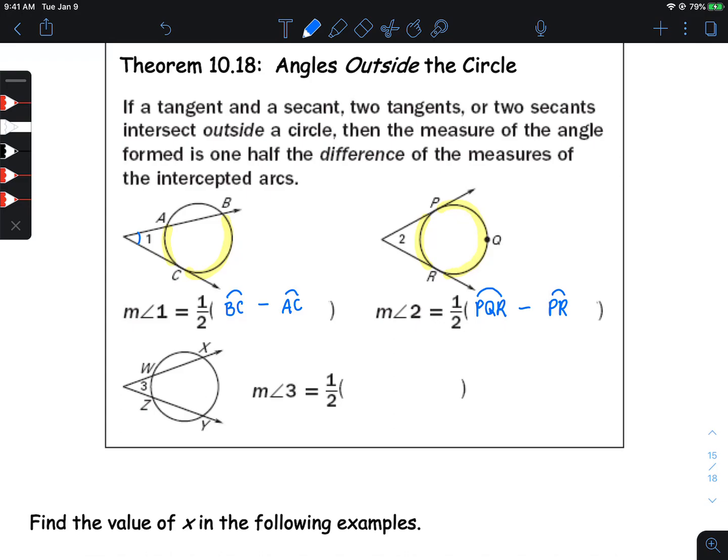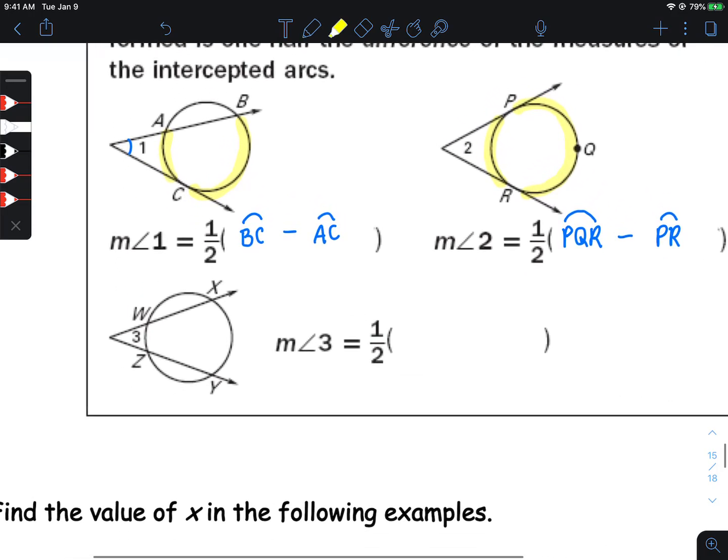And then the last small variation is when you're dealing with two secant lines. But it's the same idea. Take the two arcs between the lines and then subtract them. So it'd be arc XY, and then minus the arc WZ.